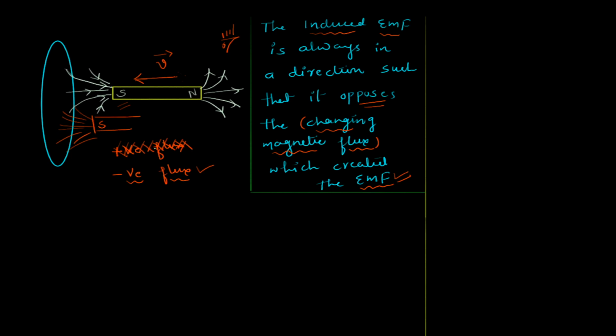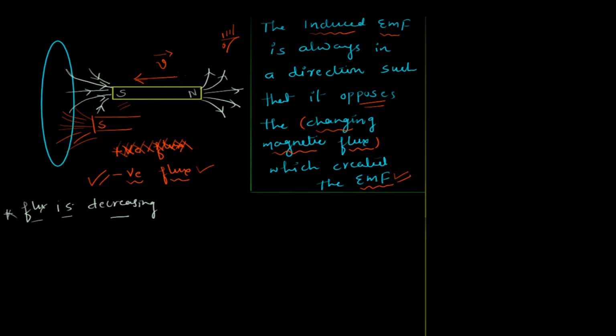Meaning flux is increasing. I agree, flux is increasing, but is it the positive flux which is increasing or the negative flux which is increasing? I'm thinking it's the negative flux which is increasing, and since the negative flux is increasing, it in turn means that the flux is actually decreasing. Negative flux increasing means what? Flux is decreasing. Alright. Hey, why are we doing all this? We have seen already in the previous videos the 4 steps we had to go through to identify the direction of EMF. What are the 4 steps?